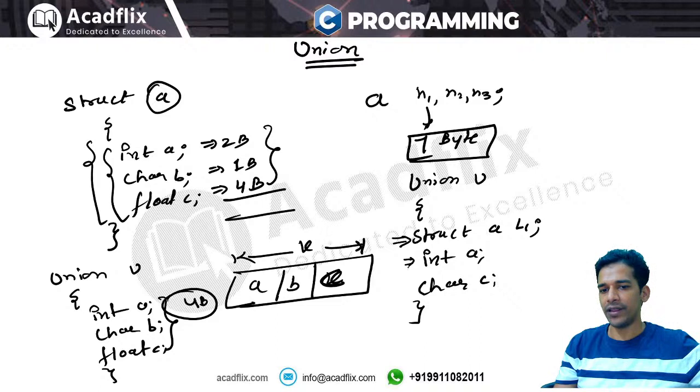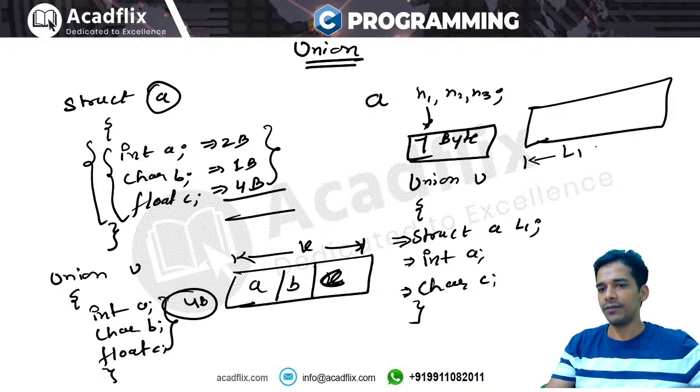Then we have member A. Then we have member C. So in the memory we will take the maximum of these. For example, this first member L1 is a structure, right? Member L1 is a structure in which we have three members, that is A, B, and then C.